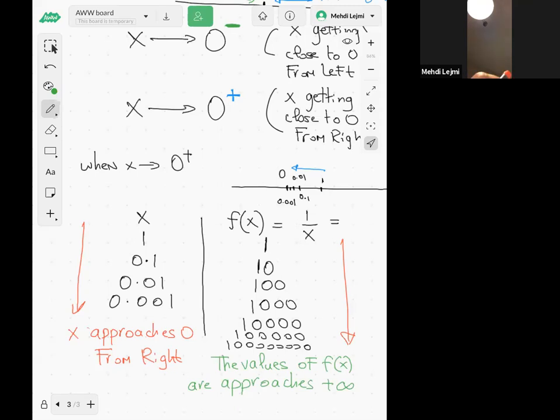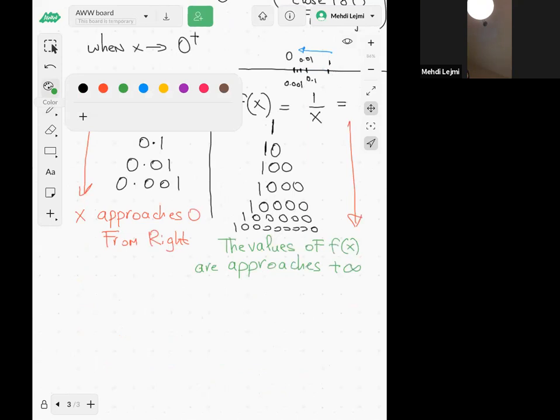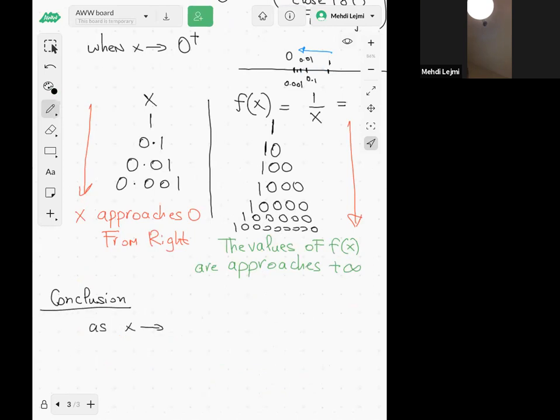All right, so the conclusion here from this table of values, guys, is that as x approaches 0 from the right, the function f of x approaches positive infinity, right? Because the values are getting larger and larger. Is there any question, guys, about this conclusion?